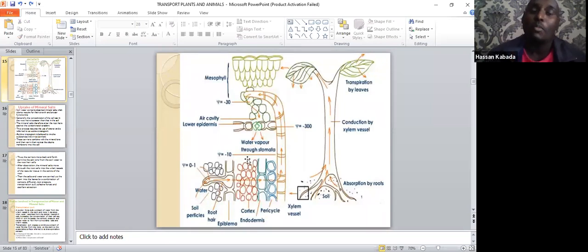Remember, when I was showing you the specific objectives of this topic, we said that by the end of this topic, the learner should be able to describe the absorption of water and mineral salts by the root hair cells. So I believe now you have at least a reminder of what you have learned. Remember, we are not learning new things, we are just repeating what we learned so that it becomes clearer.